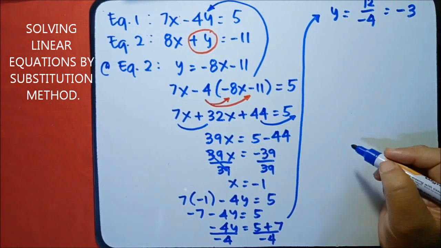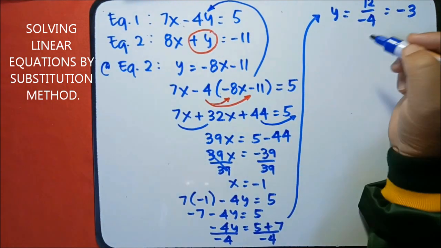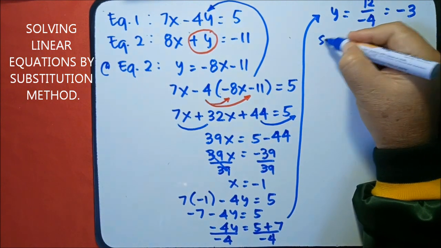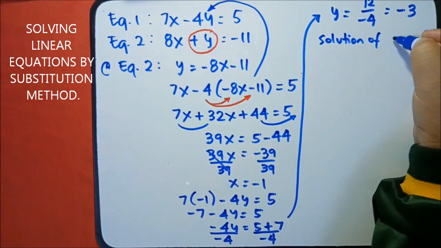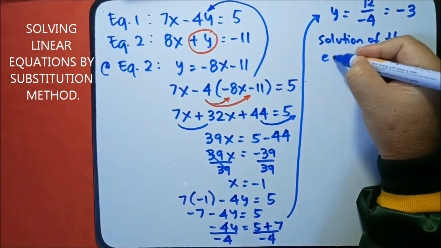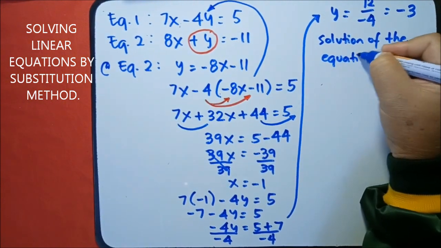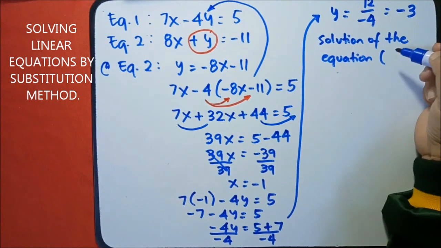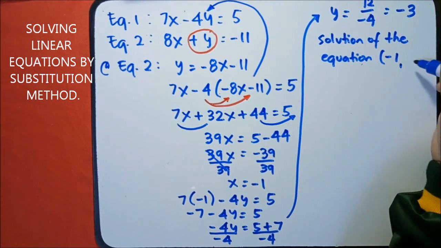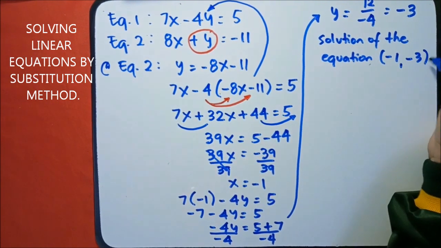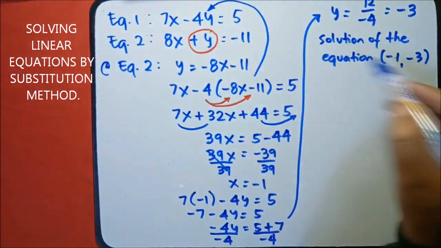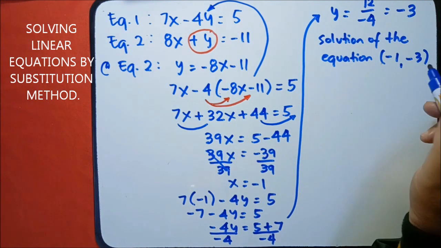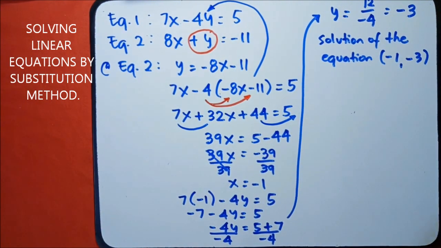Okay, let us check kung tama yung ating solution. Solution of the equation. Ano yung x? Negative 1. Ano ang y? Negative 3. Ibig sabihin, nag-intersect ang dalawang line sa negative 1, negative 3 coordinate. Tingnan natin. Let us check kung tama.